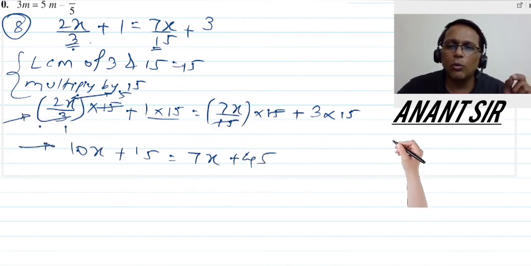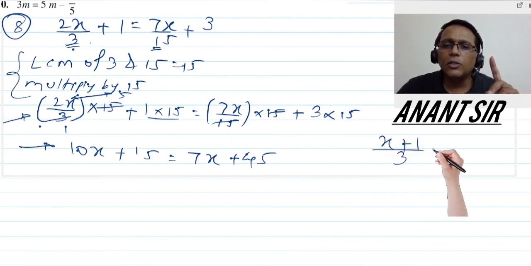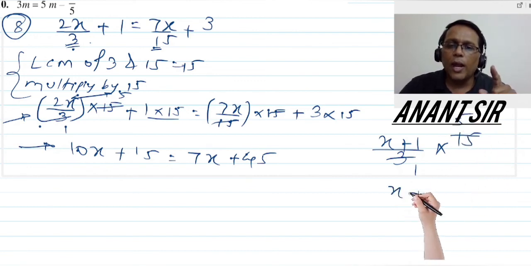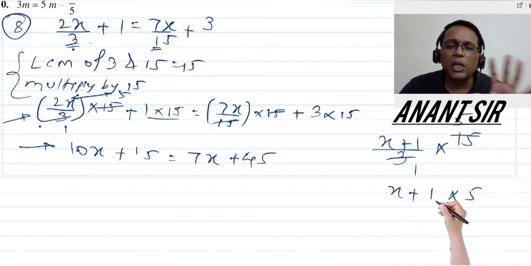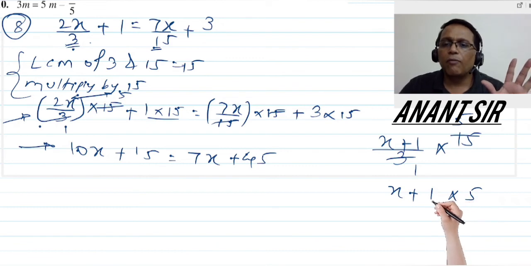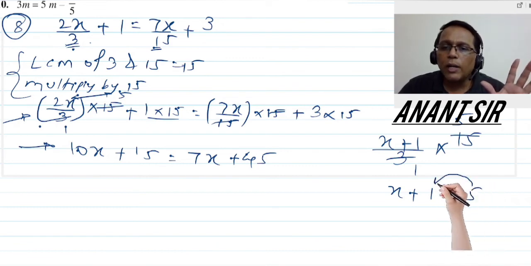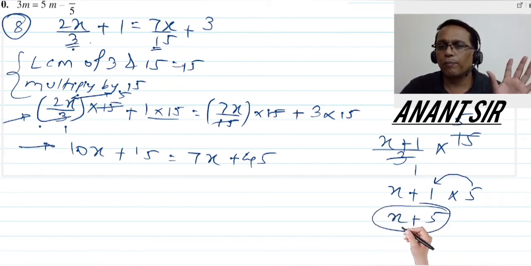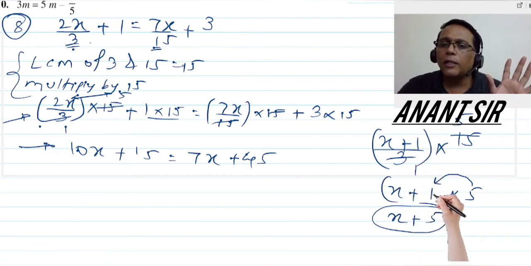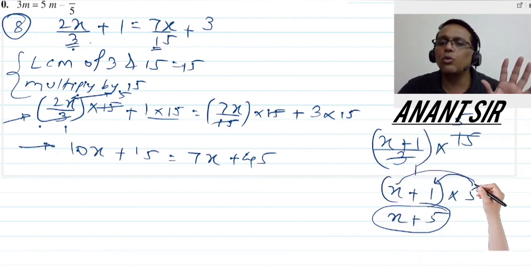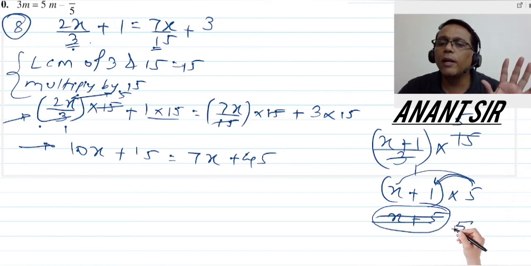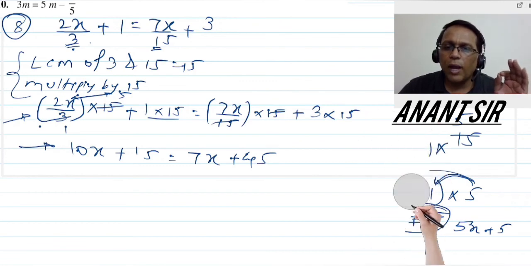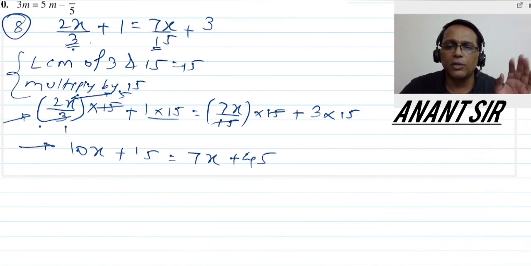Why am I telling you to give bracket here? Because if I multiply it like this, without the bracket, the meaning is totally different. If I don't give the bracket, that means I have to just multiply 1 by 5, so it will be x plus 5, which is totally wrong. But if I give bracket here, that means you have to multiply x also by 5 and 1 also by 5, which is correct. It will be 5x plus 5. So just to have the practice, keep giving brackets.